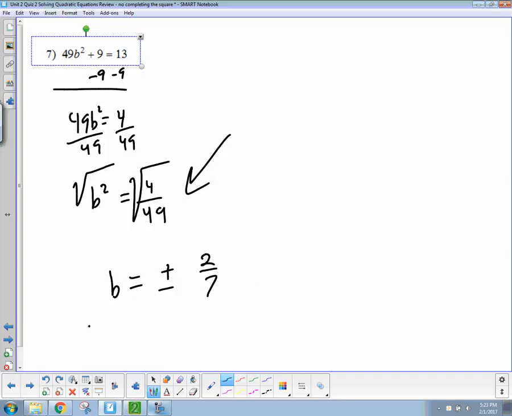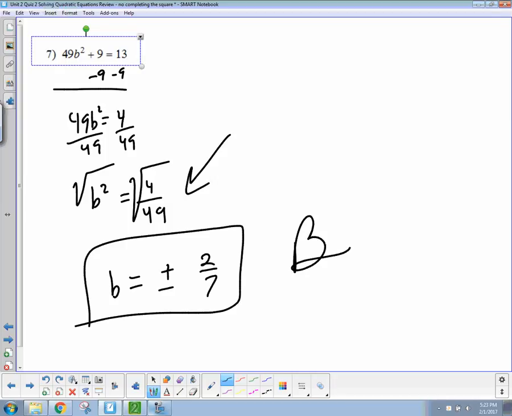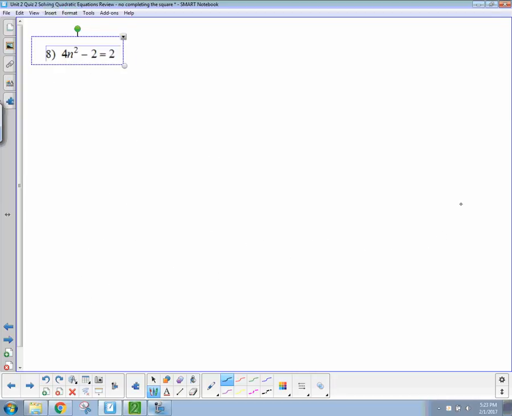Boom. Add 2 to both sides. 4n squared. Oh, I forgot to wait, so you can have time to pause it. You didn't see anything.